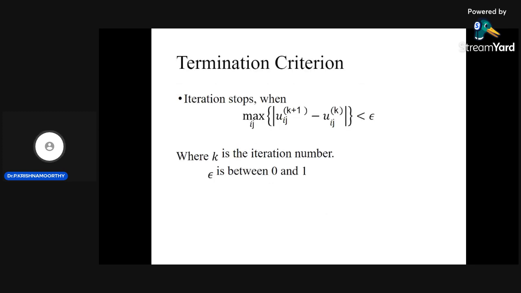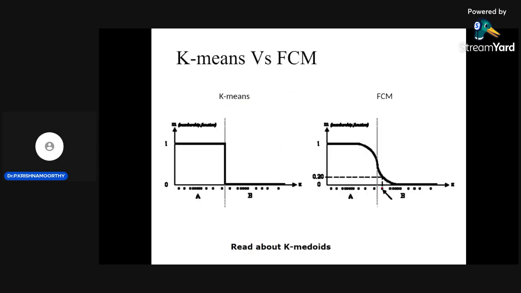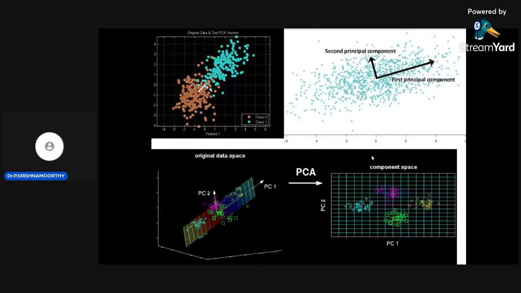We are using that termination criterion. Here we are indicating k-means and fuzzy c-means. Some deviations we are going to use here, and the medians are specified.